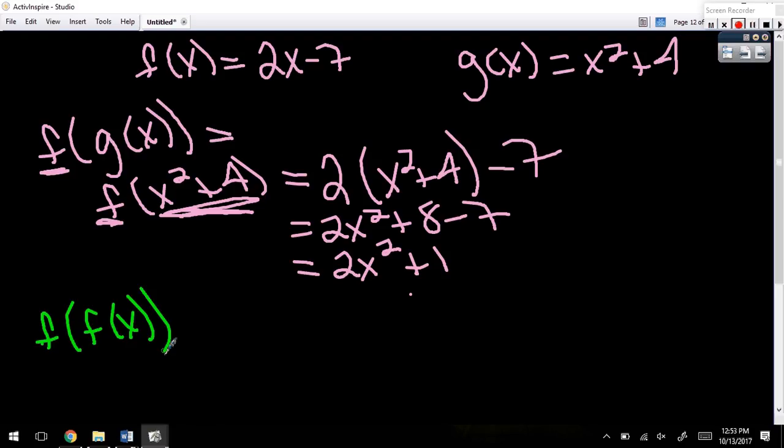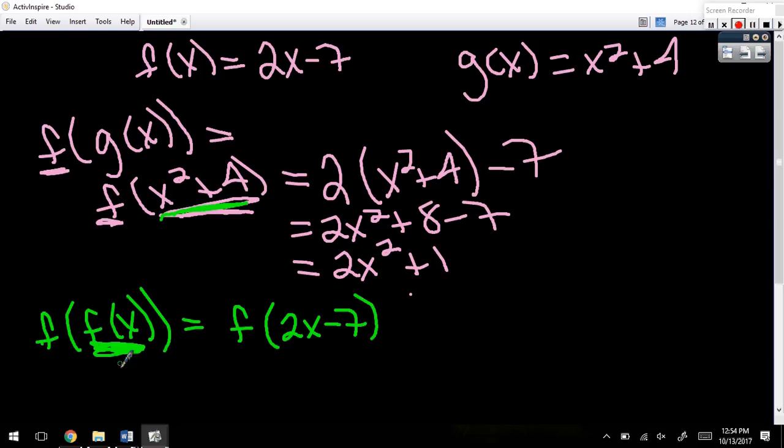You try this one. So f of f of x. Replace what's in the parentheses with what you know, like I did here. What is f of x? 2x minus 7. And then you're going to do it twice. What did I tell you about what's in parentheses? What's in parentheses is what you replace every x with. I'm just plugging it into itself.